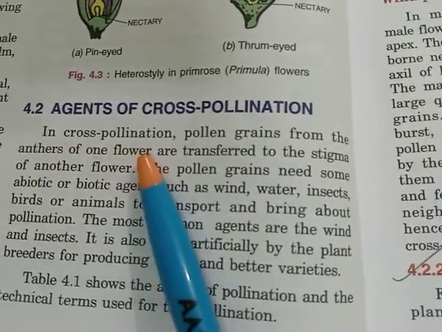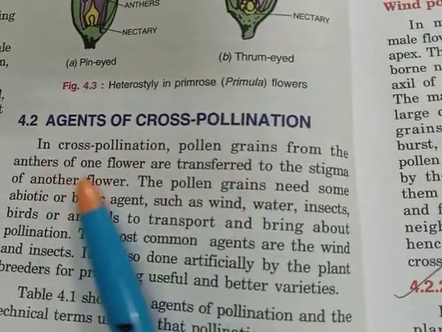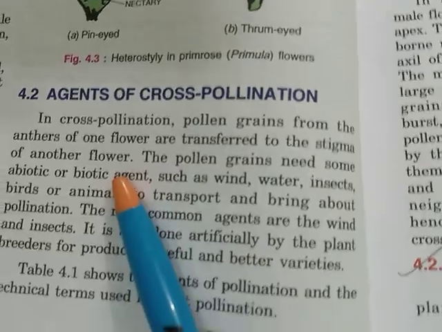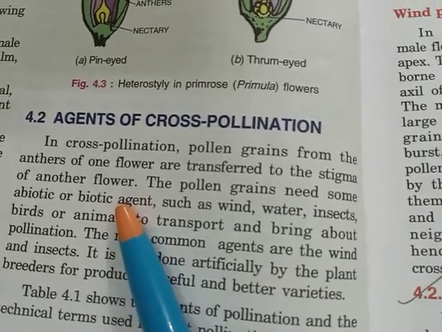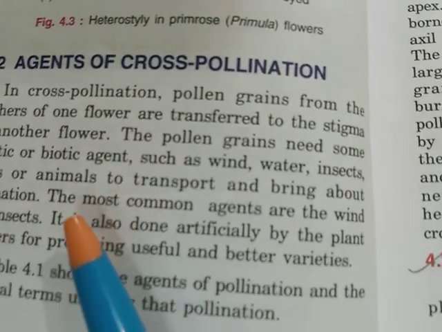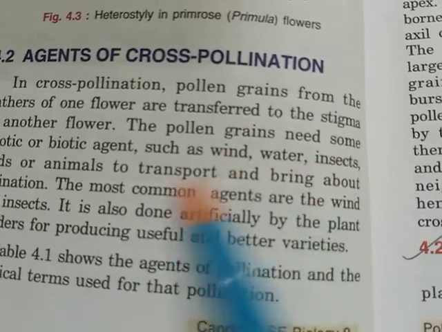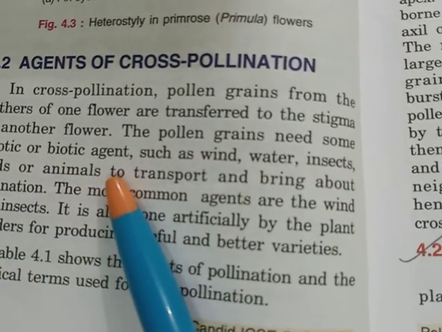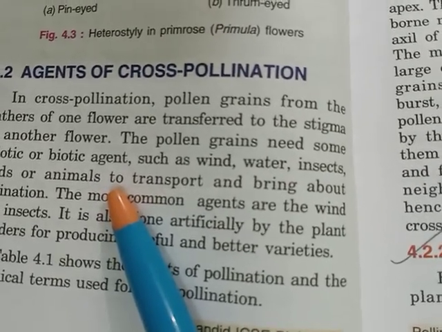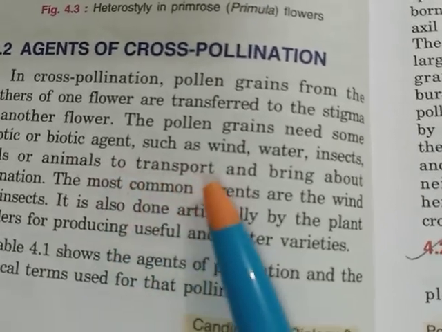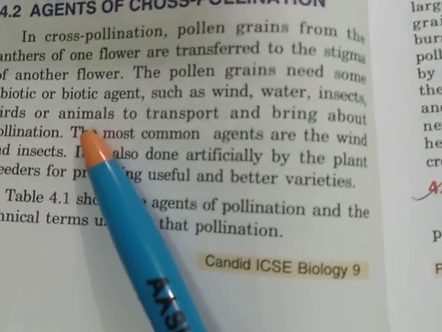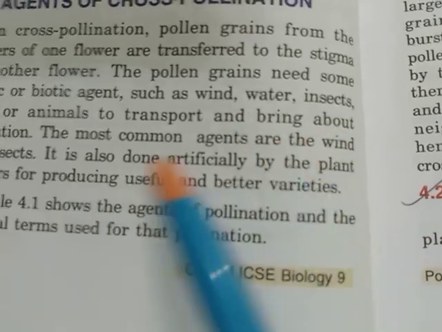In cross-pollination, pollen grains from the anther of one flower are transferred to the stigma of another flower. As you all know, children, the pollen grains need some abiotic or biotic agents. So, for the transfer of pollen grains, they require some biotic or abiotic agents such as wind, water, insects, birds, or animals to transport and bring about pollination.